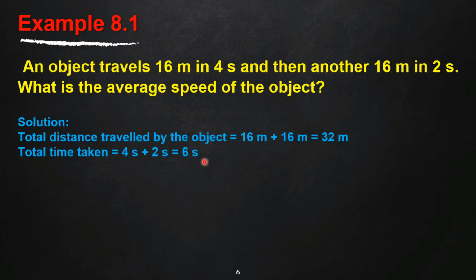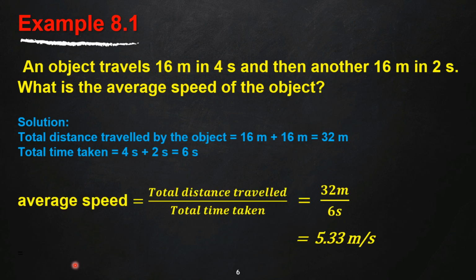What is the formula for average speed? Average speed is equal to total distance traveled upon total time taken. So 32 upon 6 comes out to be 5.33 meter per second.